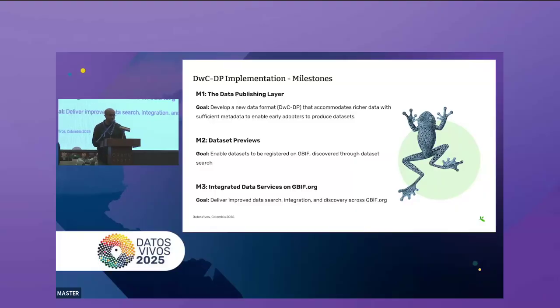Based on those 4 areas of implementation, we have defined 3 milestones for the coming year. The first one is related with the data publishing layer, and it's about how the existing publishing tools, the IPT and the MDT, should be adapted to support Darwin Core Data Packages. The second one is, once we have a data set that has been published, what will be the minimum implementation to show that data set in the GBIF portal.